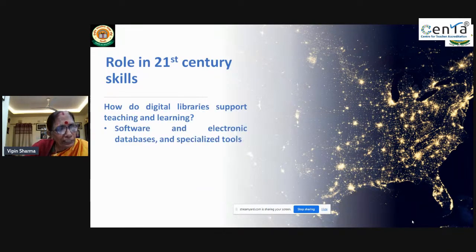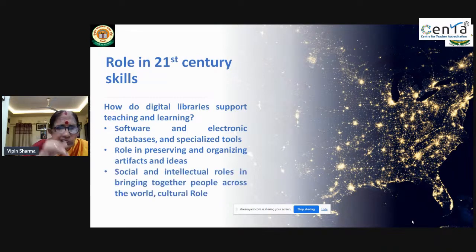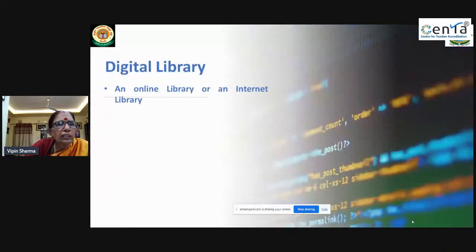Now, role in 20. This is important. How do these digital libraries support teaching and learning? Software and electronic databases, specialized tools. Okay, so this digital library helps in all the ways, social and intellectual roles in bringing together people across the world.